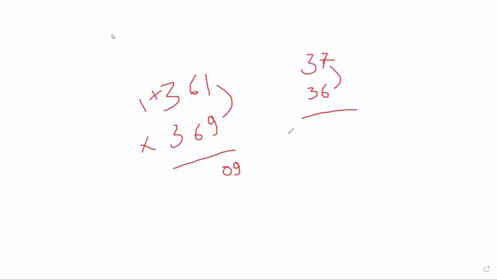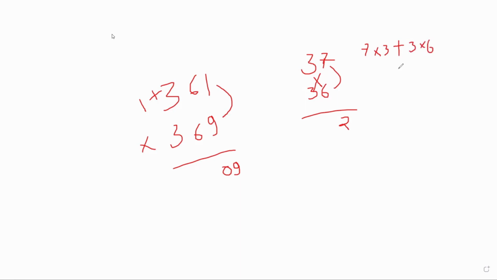Try to solve this with me. 7 into 6 is 42. So here you only write 2. Don't write the full 42 here. This is simple crisscross multiplication. Just write 2. 4 is carried forward to the next. Then we do 7 into 3 plus 3 into 6.